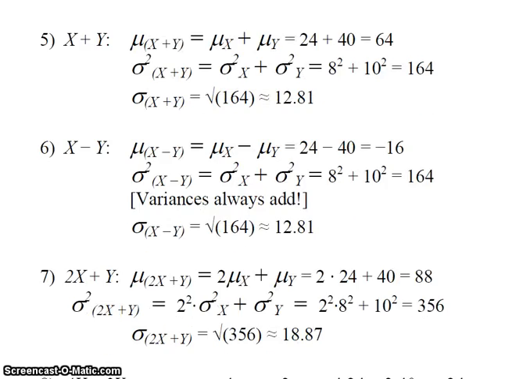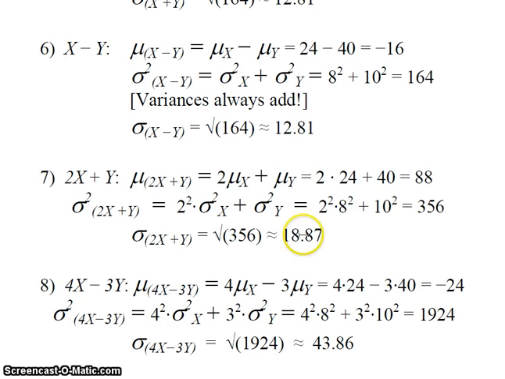When we're looking at 2x plus y, the mean of 2x plus y is 2 times the mean of x plus the mean of y. 2 times 24 is 48, plus 40 is 88. The variance of 2x plus y is 2 squared times the variance of x plus the variance of y. So that's 2 squared times 8 squared plus 10 squared, or 356. And the square root of that is your standard deviation. It's 18.87.